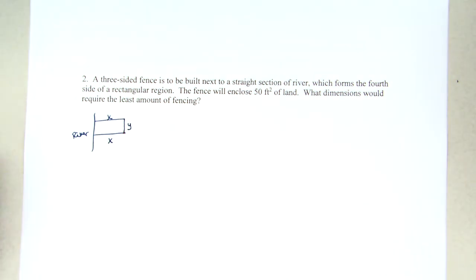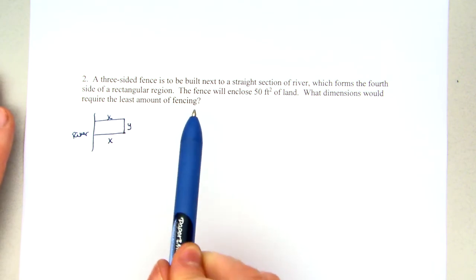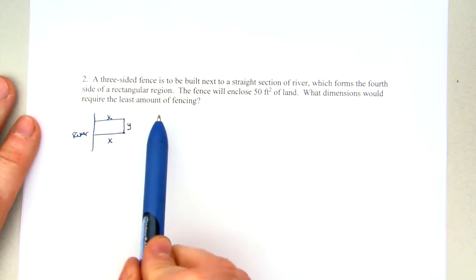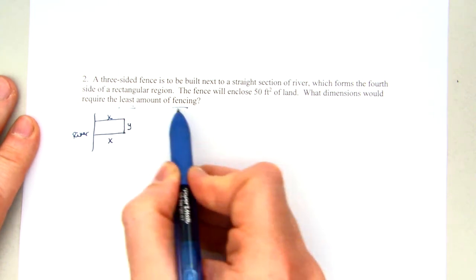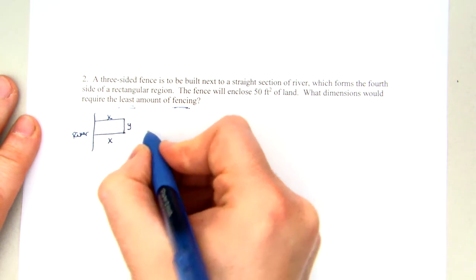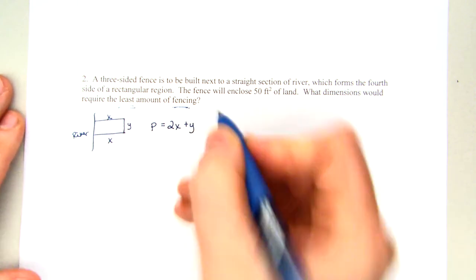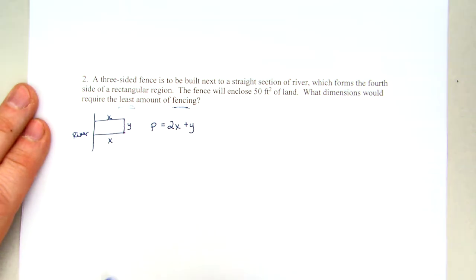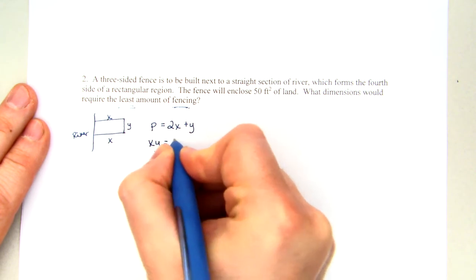Can you take a moment, please, and figure out your primary equation? So even though this looks similar to the first problem that you saw in the notes, this is going to be a little bit different here because we're trying to not maximize or minimize the area, but in this case, minimize the fencing. Well, that's the perimeter. My primary equation should be P equals 2x plus y, which means our secondary equation, well, we're told that the fence will enclose 50 square feet of land. The area is our secondary equation. xy equals 50.